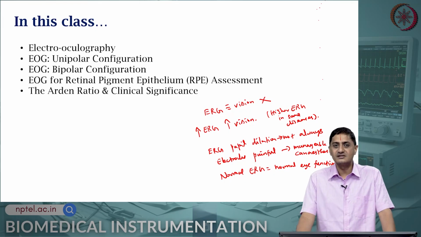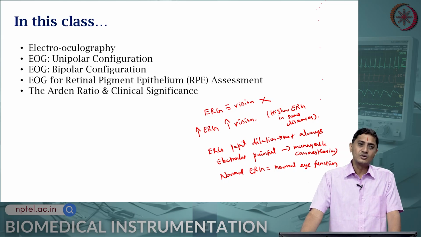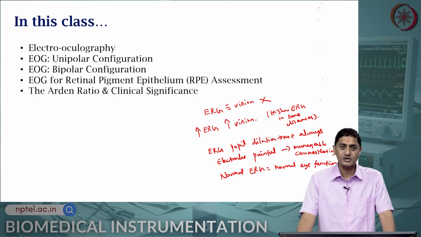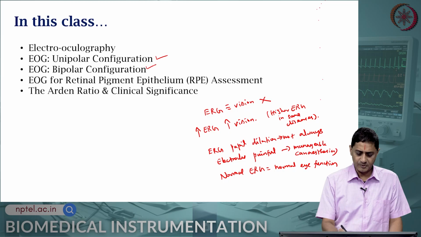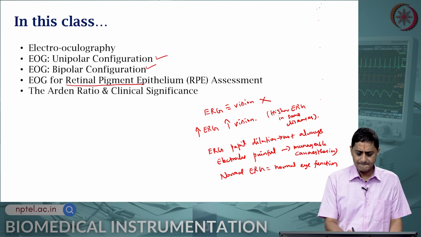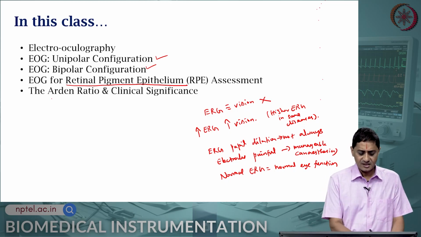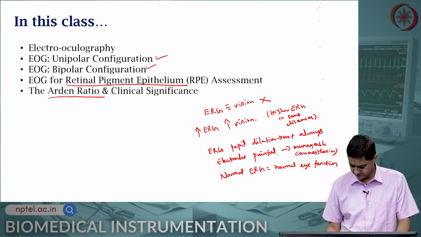Anyhow, continuing on this line, but in a different topic, in this video we will look at electrooculography, and in electrooculography we will look at unipolar configuration, bipolar configuration and RPE assessment. This is critical, retinal pigment epithelium assessment, and the critical significance of this ratio called the Arden ratio. We will look at all these topics in this video.